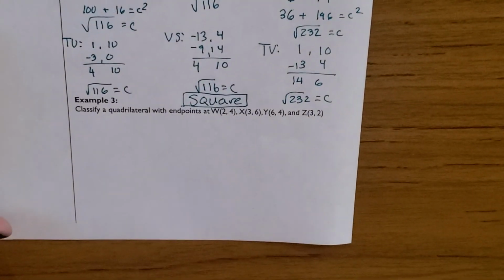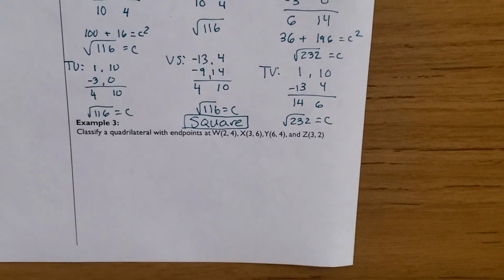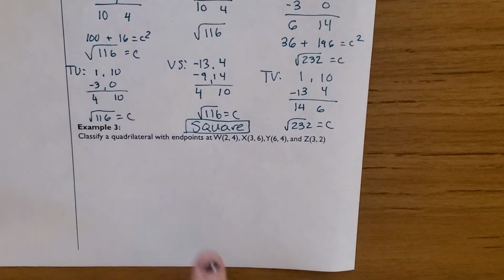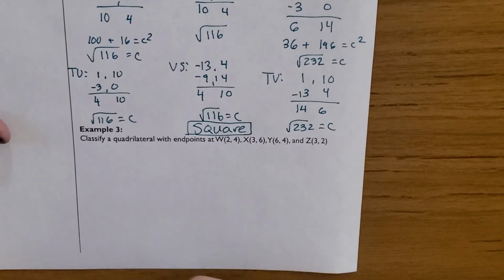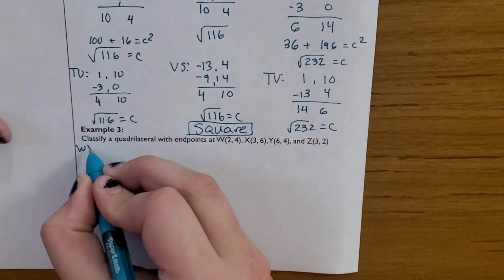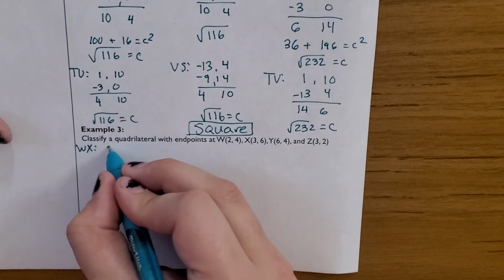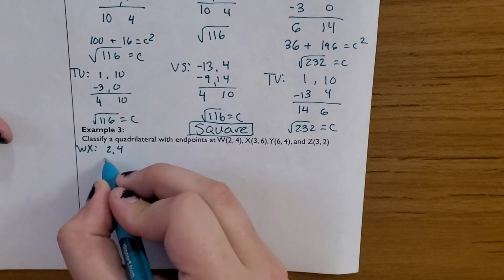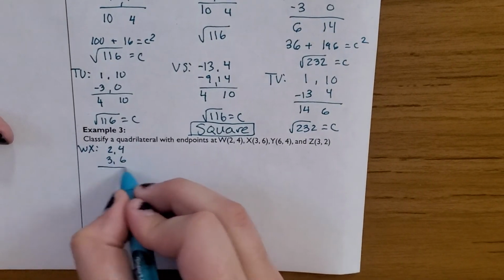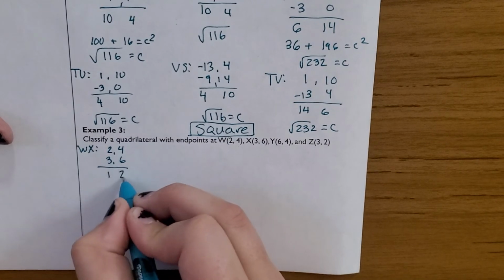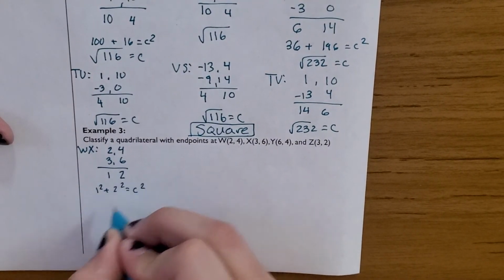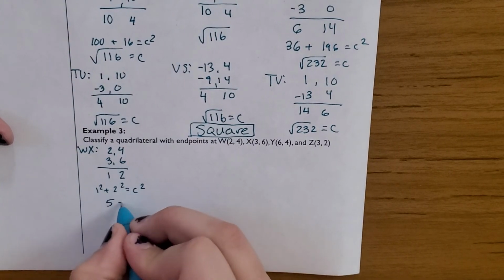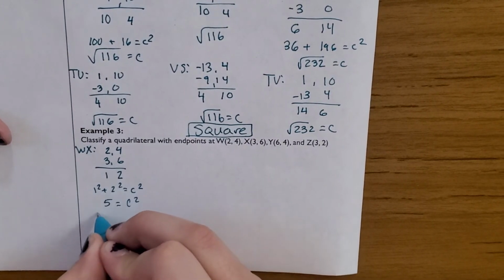And bringing us home with this last example here, same thing. You always start out with your 4 distance formulas. So W to X, X to Y, Y to Z, and Z back to W. So WX. I've got (2, 4), (3, 6). So that's going to be 1 unit apart and 2 units apart. So 1 squared plus 2 squared equals c squared. That's going to be 1 and 4, so I get 5 when I add them together. So the square root of 5.